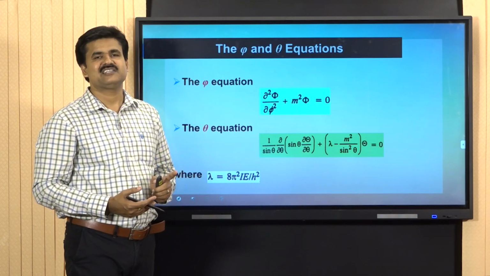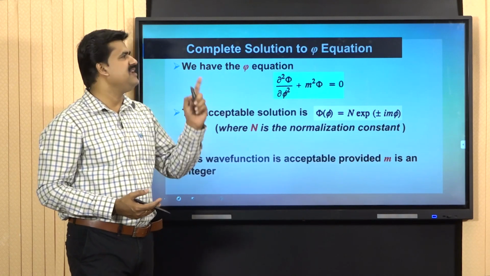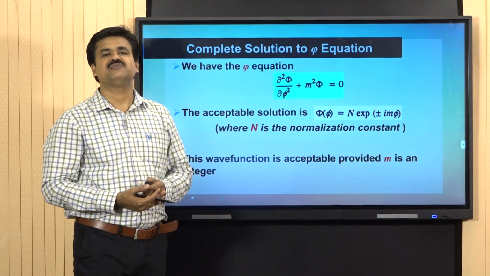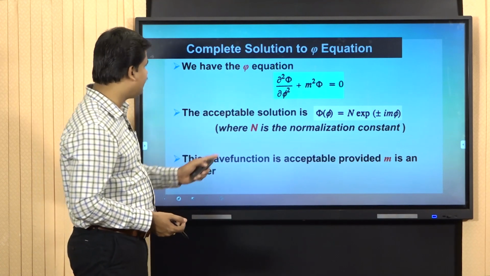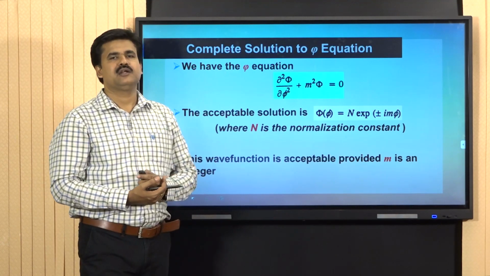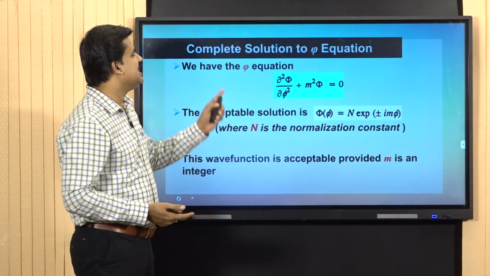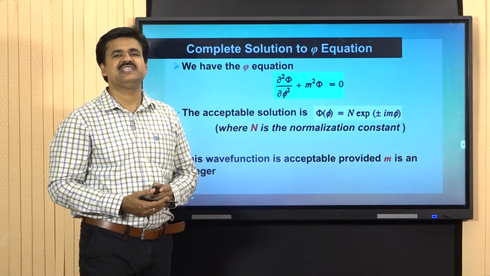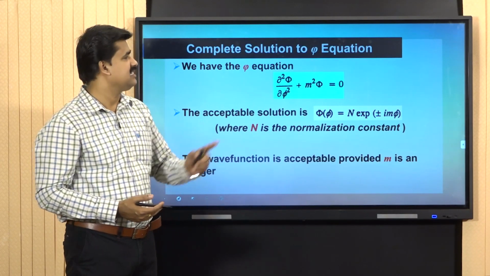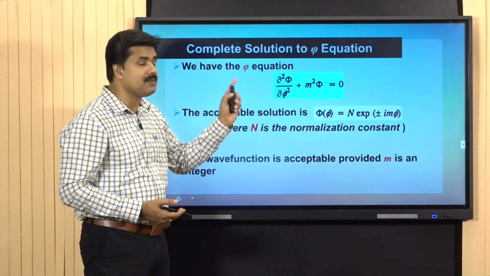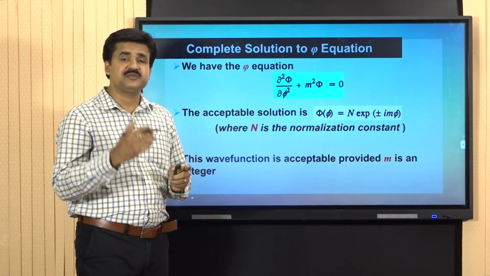a rigid rotator problem. Now, we have to discuss the complete solution of the phi equation. We have the phi equation dou square phi by dou phi square plus m square phi is equal to 0. This is a well-known second order differential equation, which has an acceptable mathematical solution that we can adopt from mathematics.